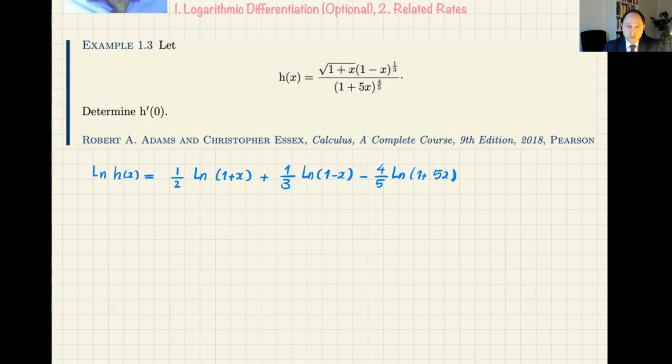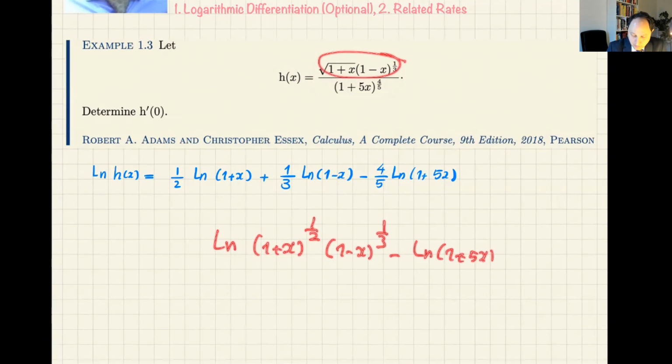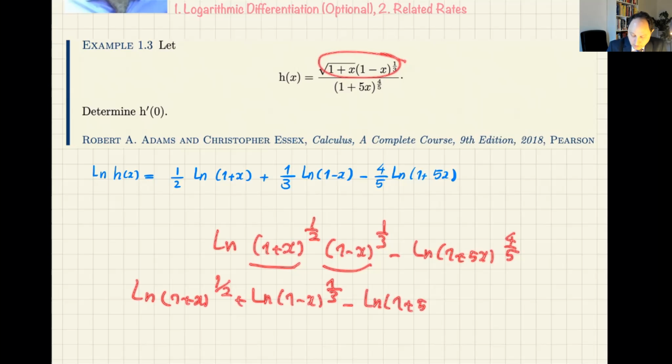Okay, now I want to make sure that you understand what I am doing. Let me explain it now. Here, I have a fraction. When I take ln, I have to take ln of the numerator, but the numerator can be written in this form, and minus ln of the denominator. Yes? But then this is a product, so I would write it as ln of the first one plus ln of the second one, minus ln of the last one.